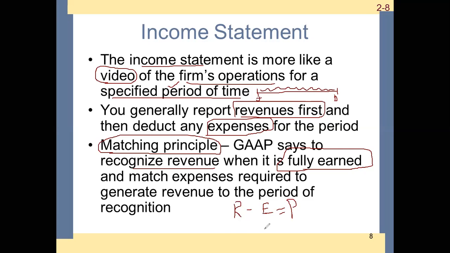So remember, according to the matching principle, 2020 expenses must be deducted from the revenues of the same 2020 year.